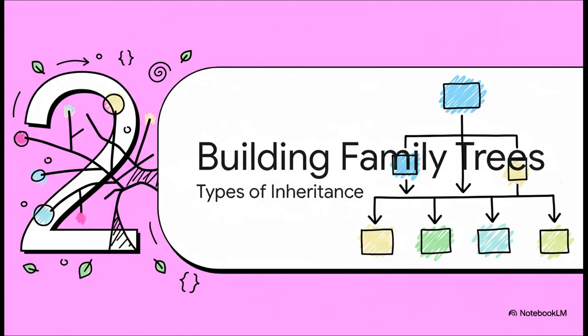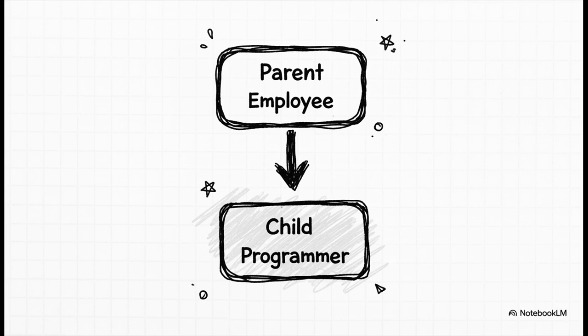But inheritance isn't just a simple one-to-one thing. You can actually structure these parent-child relationships in a few different ways, kind of like building out a whole family tree for your code. Let's check out the most common patterns. First up, you've got the most straightforward version, single inheritance. It's just one parent, one child. That programmer inheriting from employee, perfect example. It's clean, it's direct, super easy to follow.